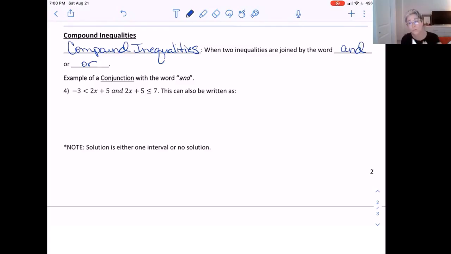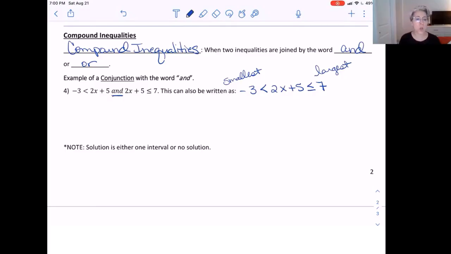Because two of those are identical, the 2x + 5 and the 2x + 5, we can write this as one inequality: -3 < 2x + 5 ≤ 7. This only works if you're going from smallest to largest and you have the word "and" in it.